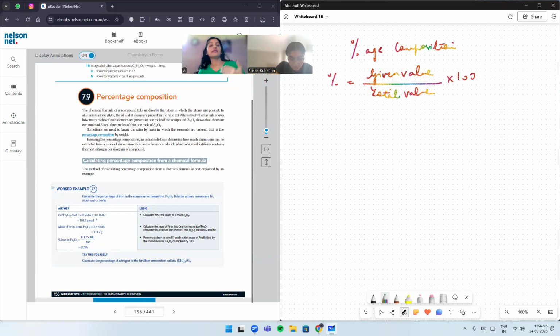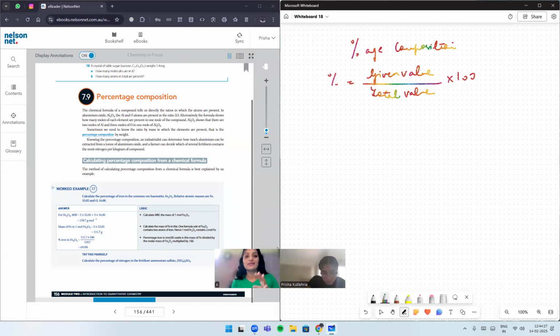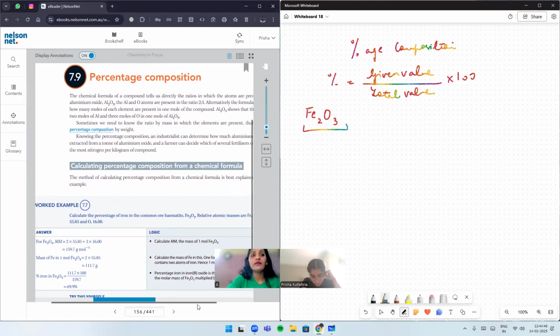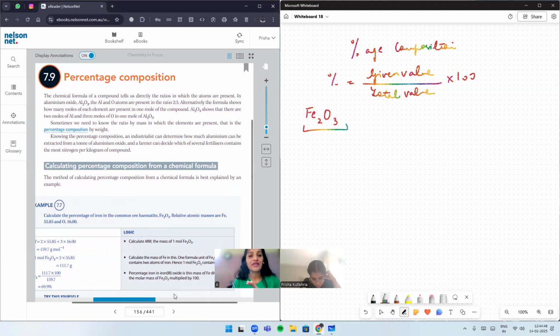Now we are going to apply this percentage concept in chemistry, right? For example, if I have a compound termed hematite, or I can say ferric oxide, right? So here you have to calculate the percentage of iron as well as oxygen in this compound. Okay. So for this, what will we be requiring?